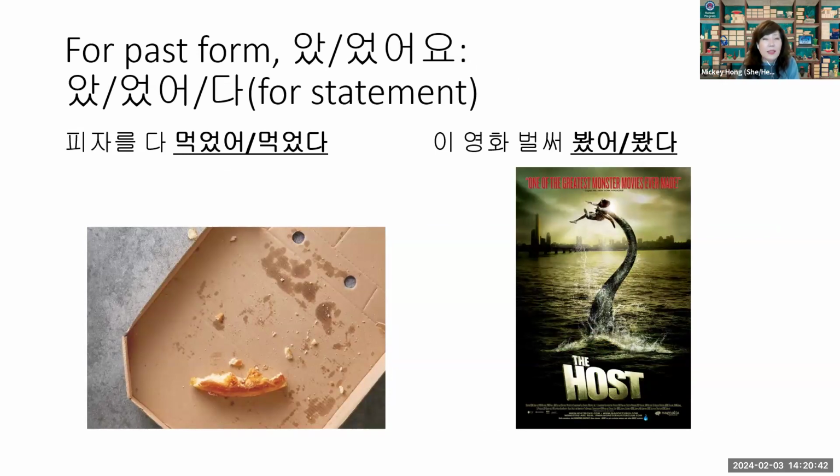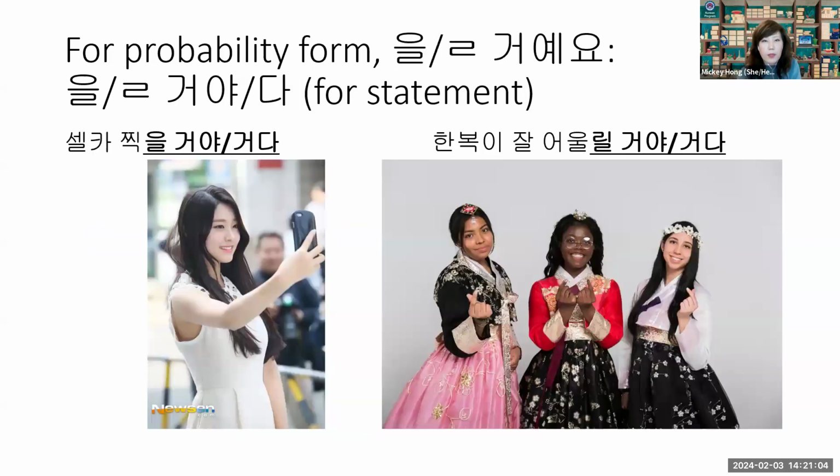For past, it would be at, and all. You simply take out the yo, right? Or just put 다 at the end. 피자를 다 먹었어. 피자를 다 먹었다. 이 영화 벌써 봤어. 이 영화 벌써 봤다. Okay, either is fine in casual speech.